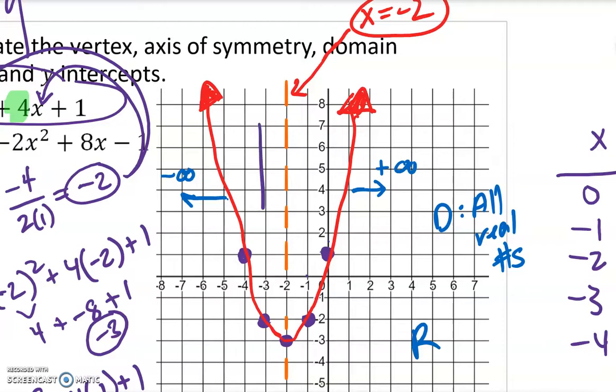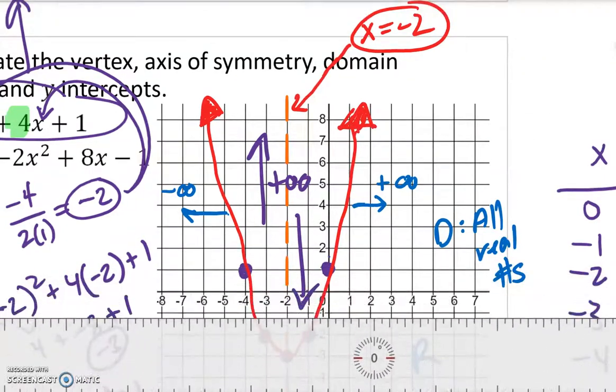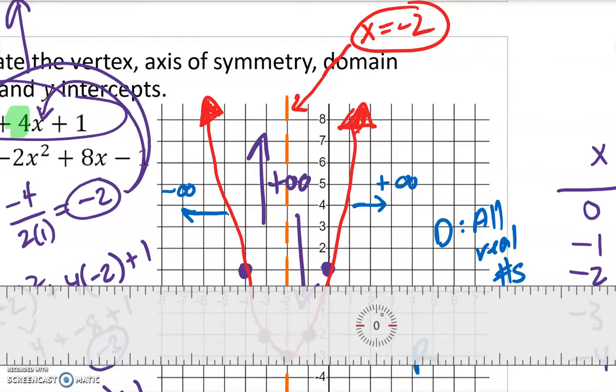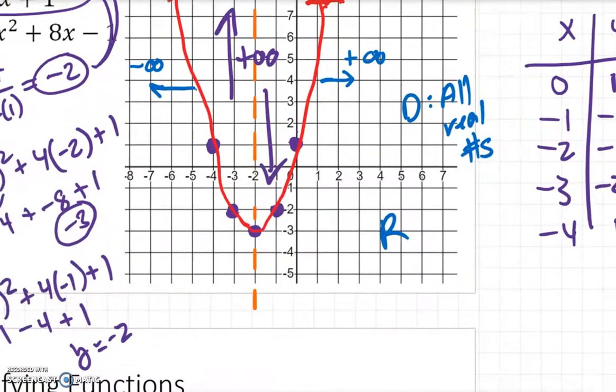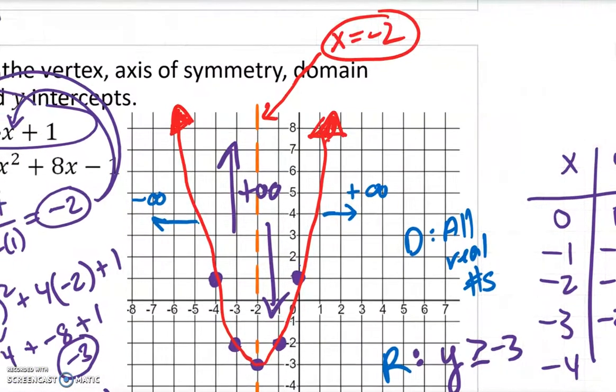This graph is definitely increasing up to positive infinity. It, however, does not increase to negative infinity. We have a boundary point. This graph gets lower and lower and lower, but it is restricted right there at negative 3. It doesn't get any lower than negative 3, but negative 3 is included. So we say that the range is all y values greater than or equal to negative 3. That's your domain and range.